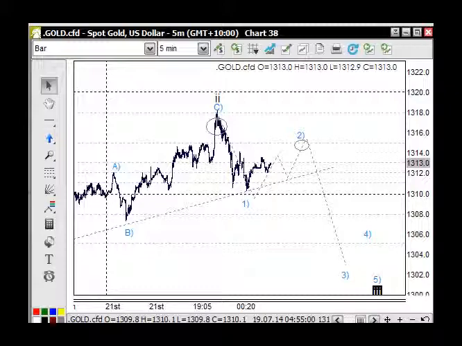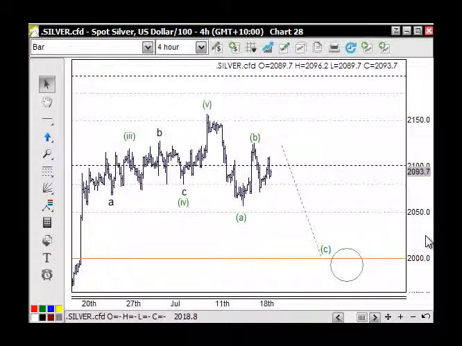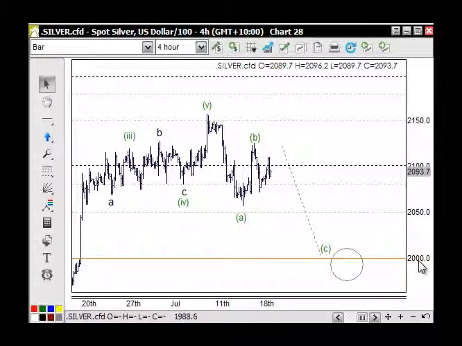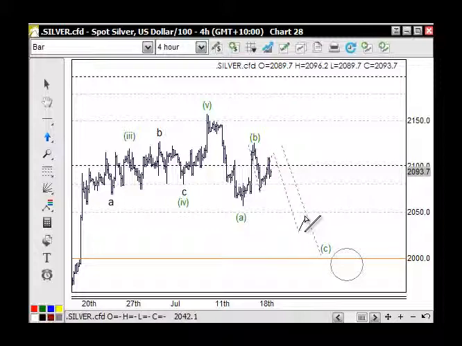Alrighty, so silver's much the same as well. Moving on to silver here, this is just on the 4-hour chart. The target area is down back at the major trading level 2 here, the 2,000 or $20 in full contracts, and we're looking for an A wave, a B wave, and a C wave down through here in 5 waves. So we've got the 1, the 2, and 3, 4, and 5 here.